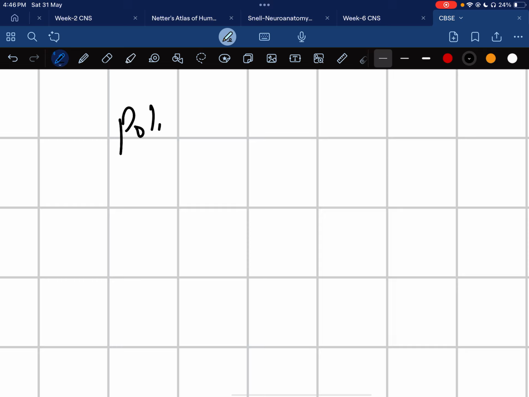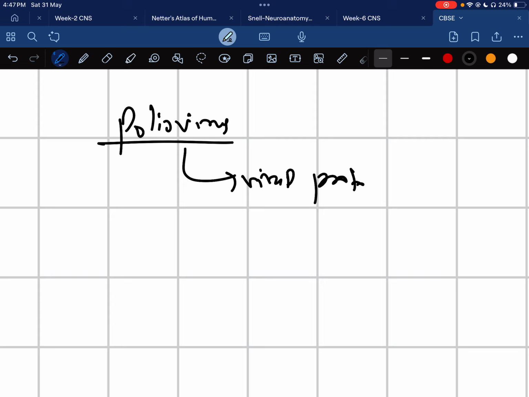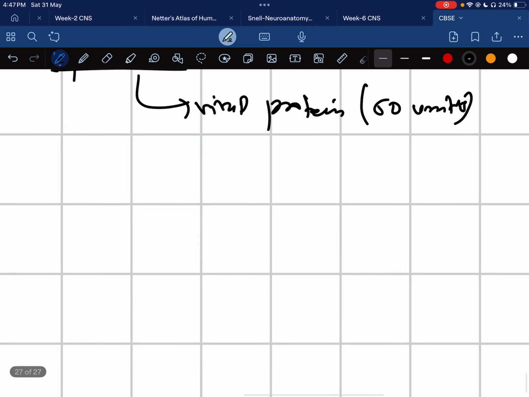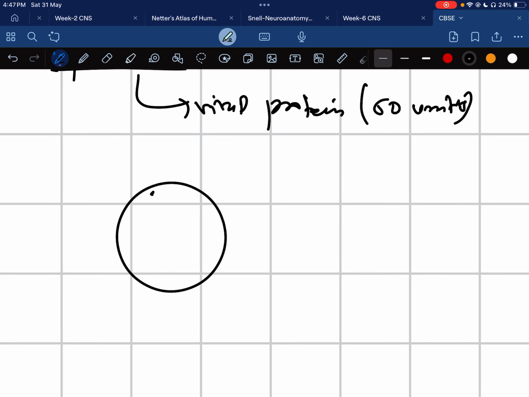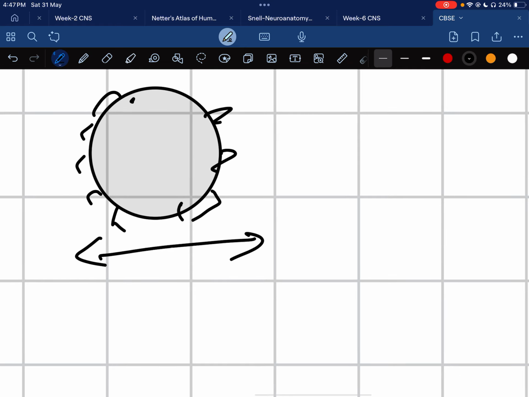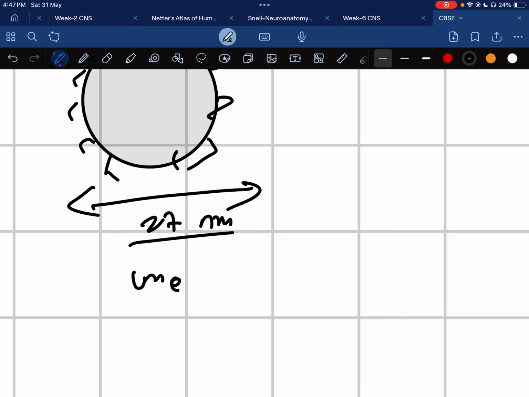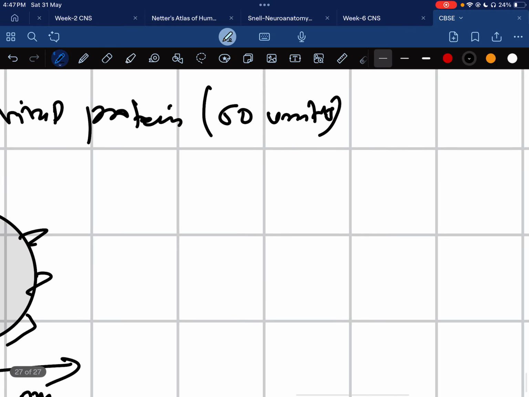Now we are moving on to the poliovirus. The poliovirus has viral proteins, and the capsid is icosahedral in shape. This is a non-enveloped poliovirus, 27 nanometers in diameter. It is a non-enveloped virus.